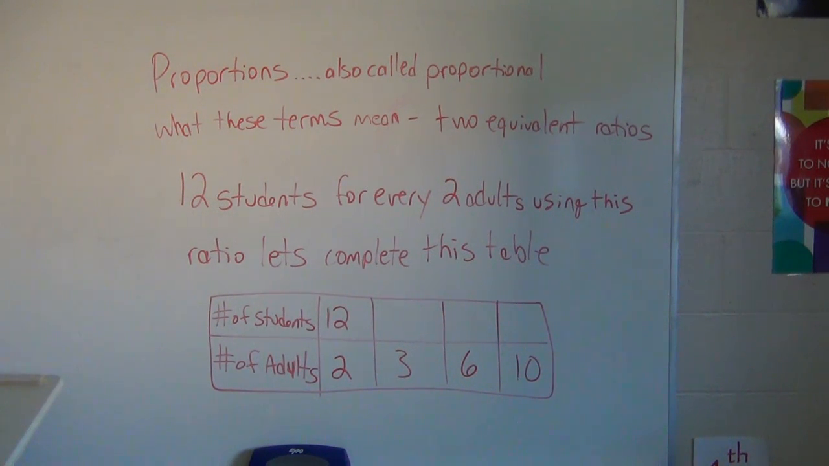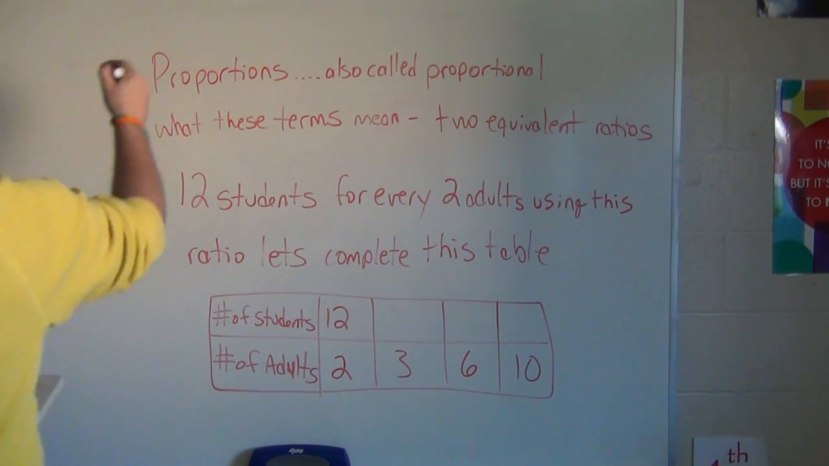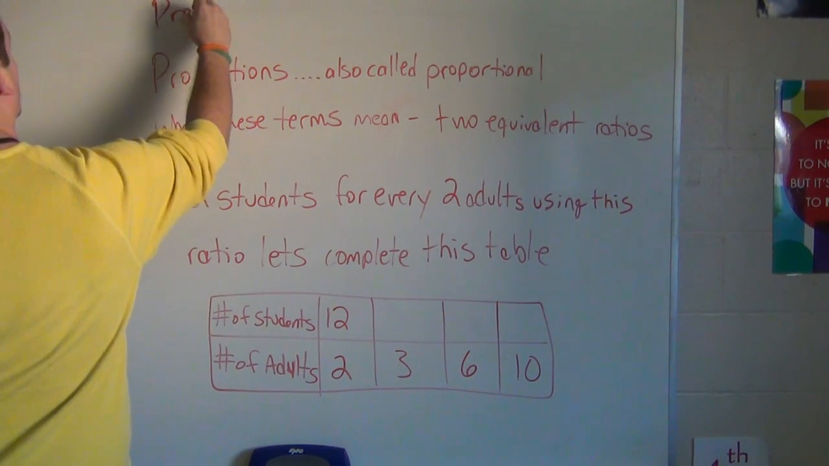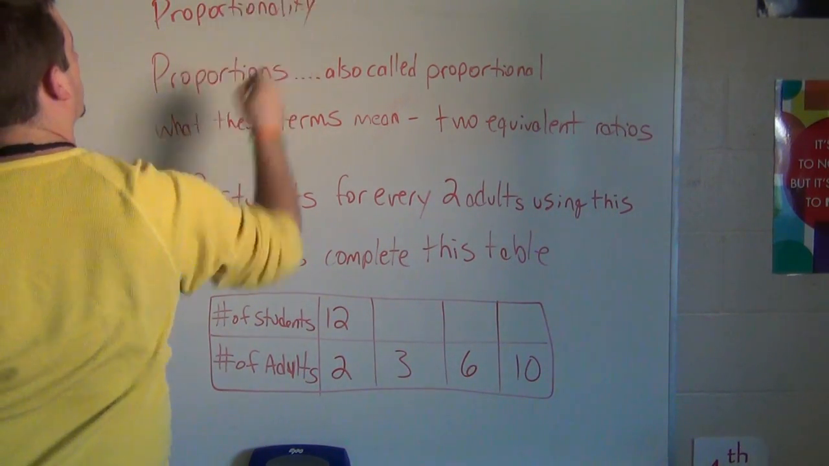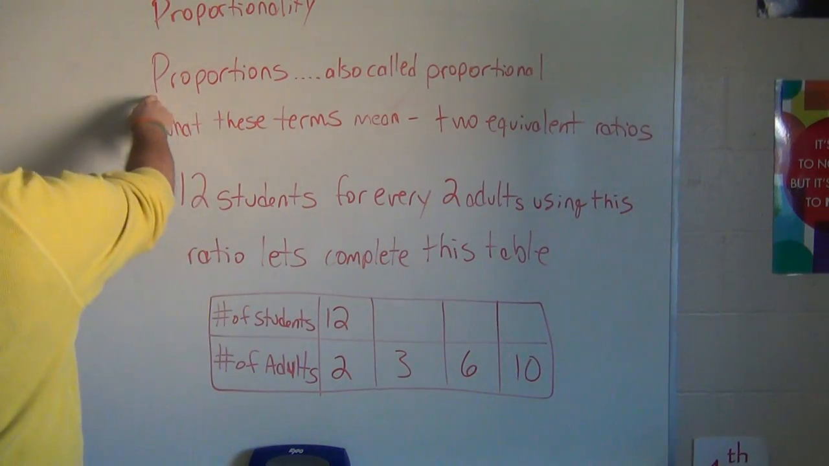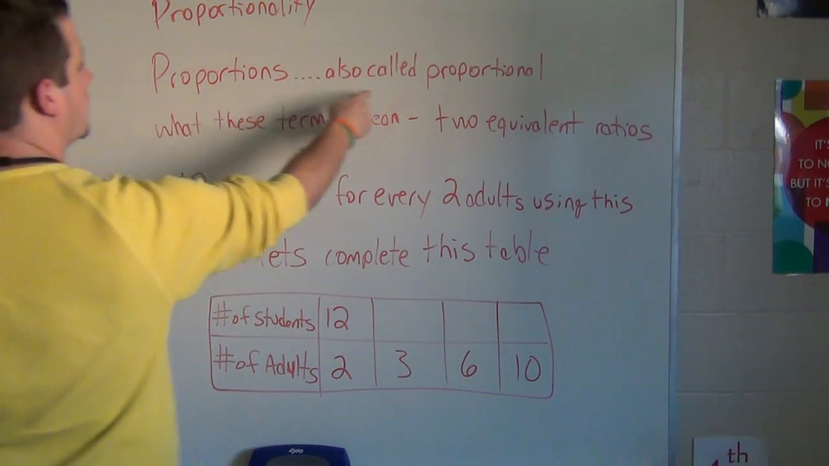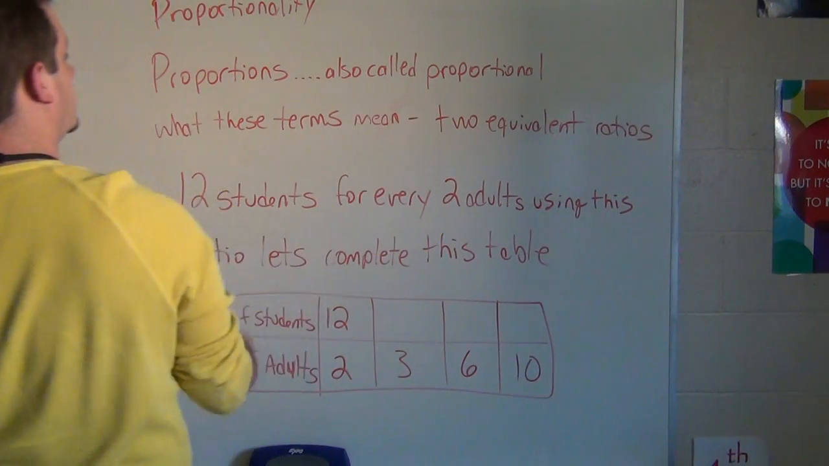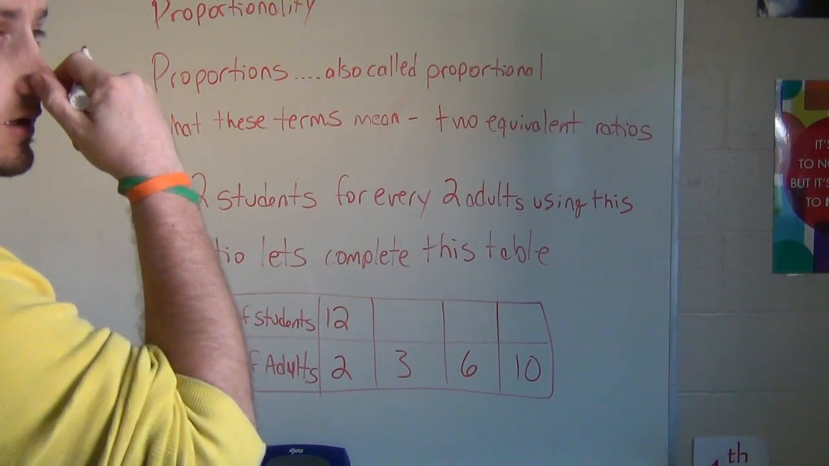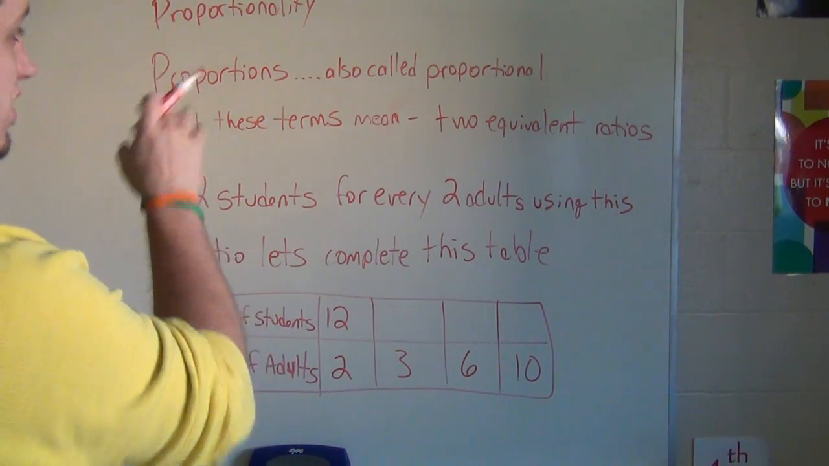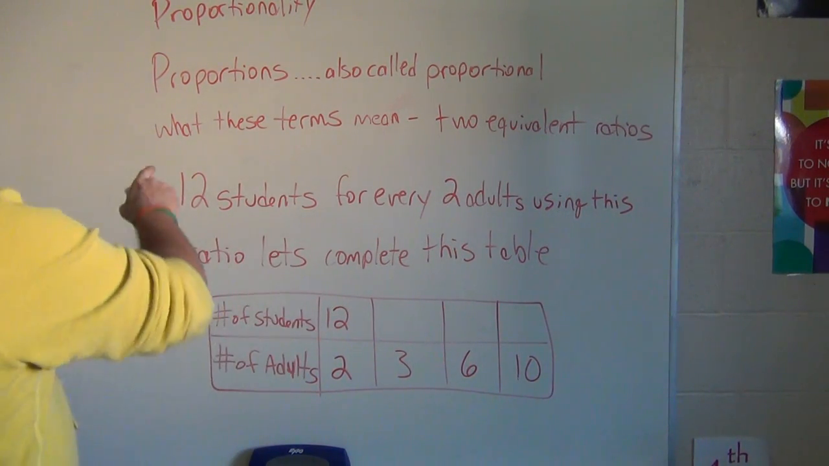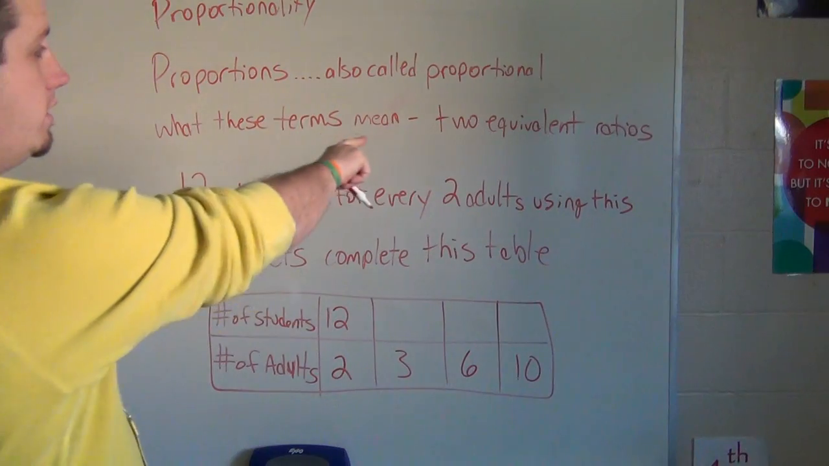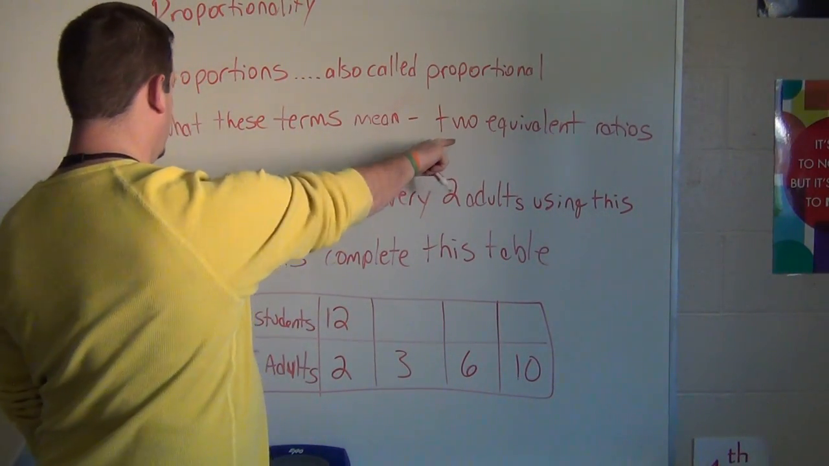The next section that we're going to be moving into is called proportionality. And inside this section we'll be talking about these two key terms, proportions and proportional. As you can see, those words are kind of interchangeable. You use them in a different setting. Basically what those two terms mean is two equivalent ratios.